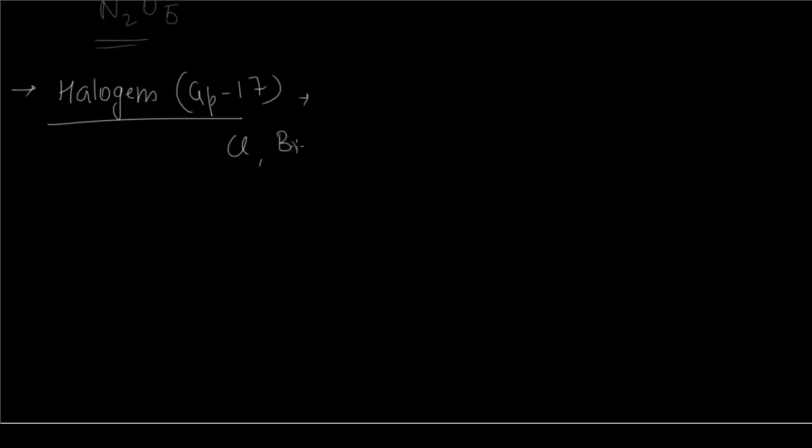Clear? So let's move to the next element for which we're going to discuss the oxidation numbers, and that is for halogens. Now your halogens are group 17 elements, that is the fluorine group. But here we consider only elements other than fluorine. So we're going to talk about chlorine, bromine and iodine.